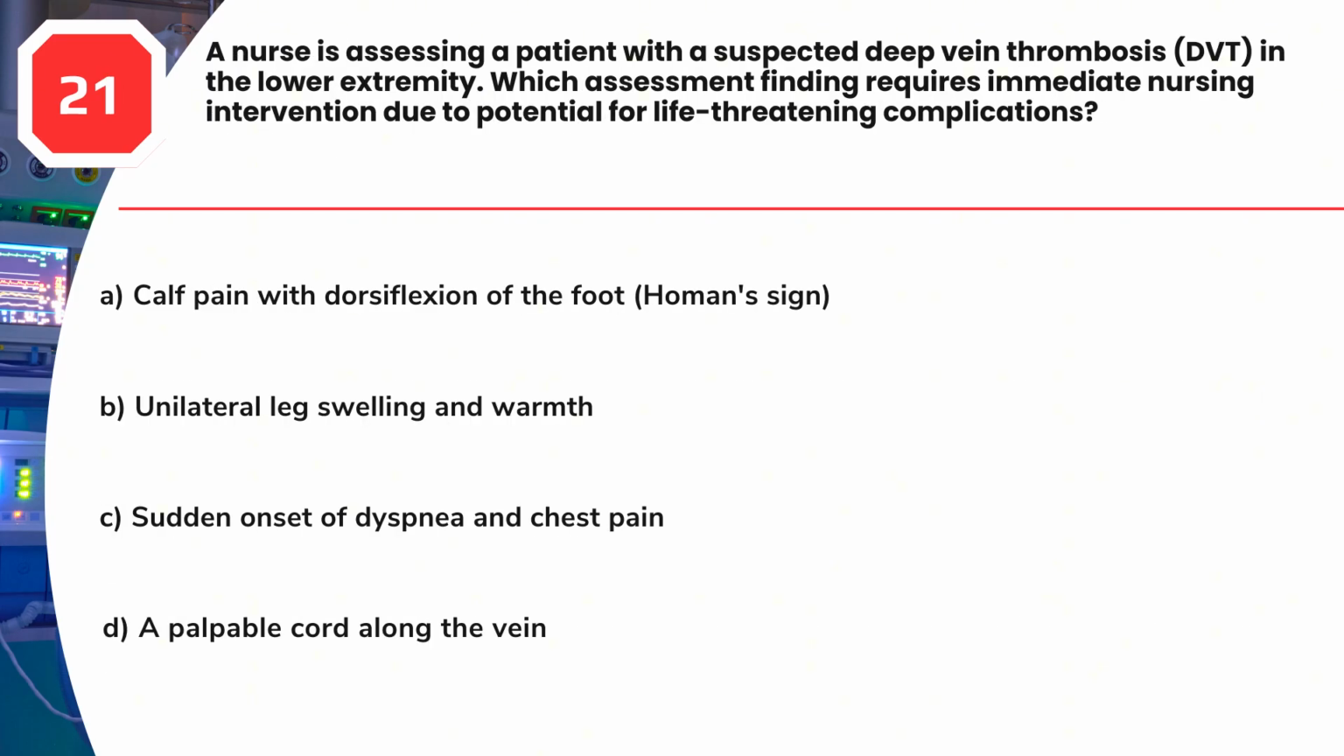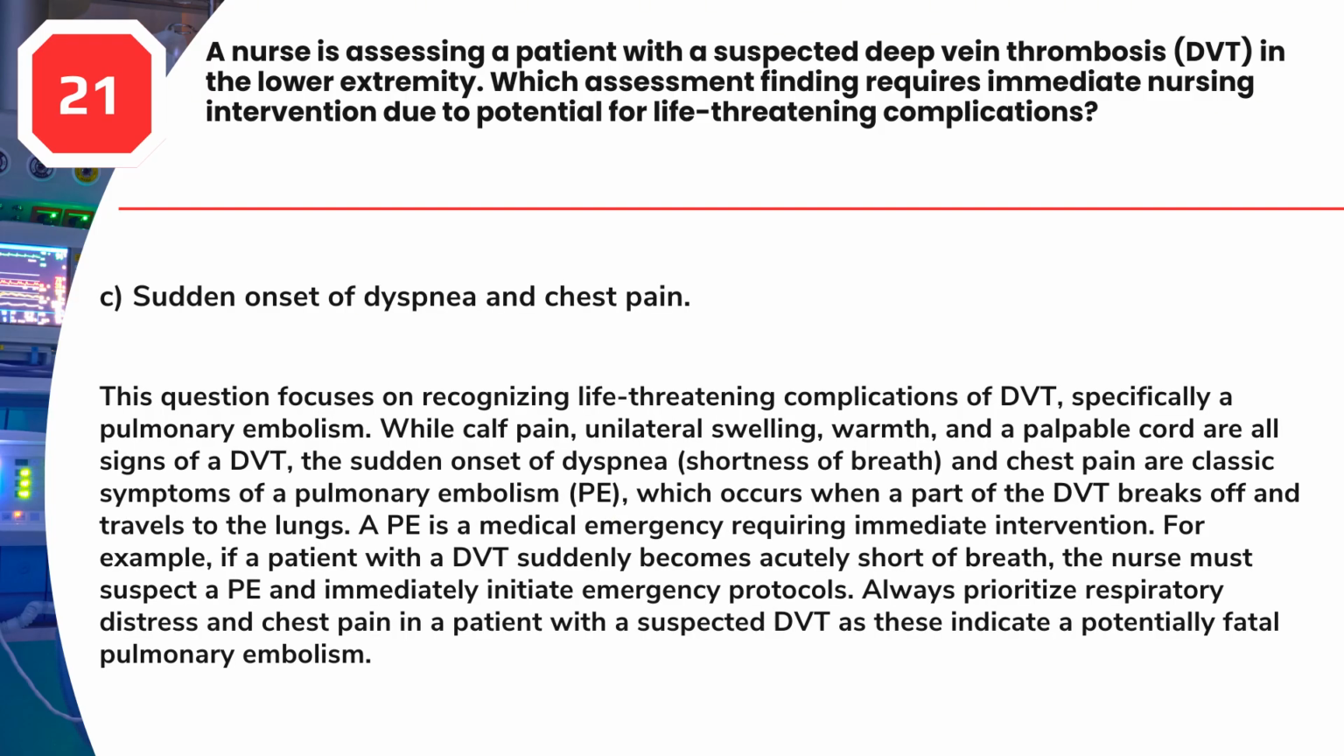Question 21. A nurse is assessing a patient with a suspected deep vein thrombosis, DVT, in the lower extremity. Which assessment finding requires immediate nursing intervention due to potential for life-threatening complications? A. Calf pain with dorsiflexion of the foot, Holman's sign. B. Unilateral leg swelling and warmth. C. Sudden onset of dyspnea and chest pain. D. A palpable cord along the vein. Answer: C. Sudden onset of dyspnea and chest pain.